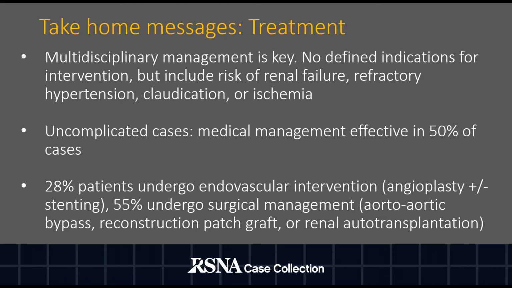Multidisciplinary management of MAS is key. The workup and indications for intervention remain to be standardized, but include risk of renal failure, refractory hypertension, claudication, or intestinal ischemia. In uncomplicated cases, medical management has been shown to be effective in 50% of cases. In the remaining instances, 28% of patients undergo endovascular intervention, such as angioplasty with or without stenting, and 55% of patients undergo surgical management, such as aorto-aortic bypass, reconstruction patch graft, or renal autotransplantation.